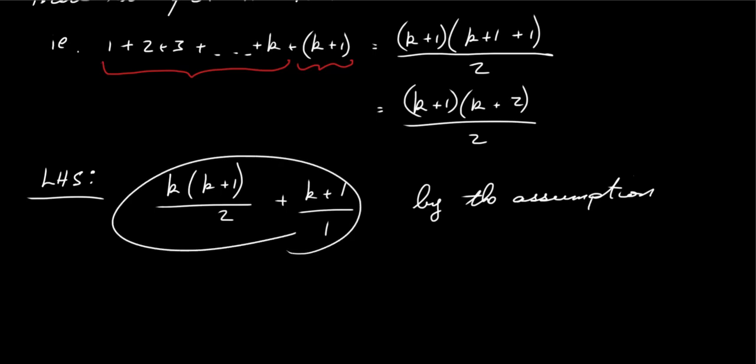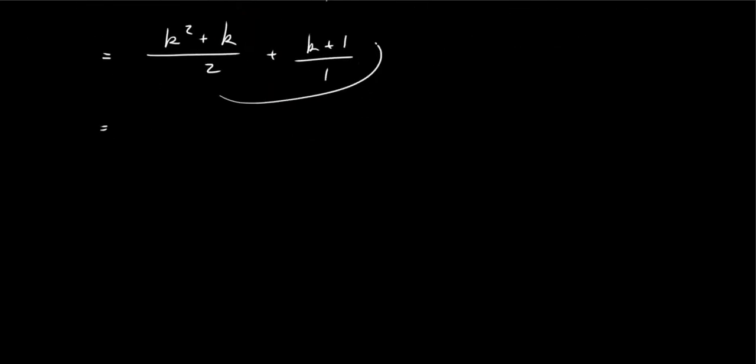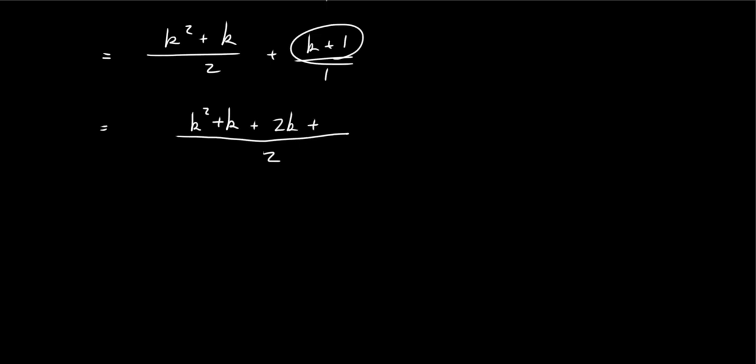Okay, so now we're just going to mess around with this and make it look like the right hand side. So let's do that. If we multiply this out, we get k squared plus k over 2. Here we've got k plus 1 over 1. I'm just going to add these two fractions here. So the common denominator is 2. So I'll get k squared plus k here. What do I do to 1 to turn it into 2? I double it. So I'm just going to double the top here. So it's 2k plus 2. That's equal to k squared plus 3k plus 2 over 2.